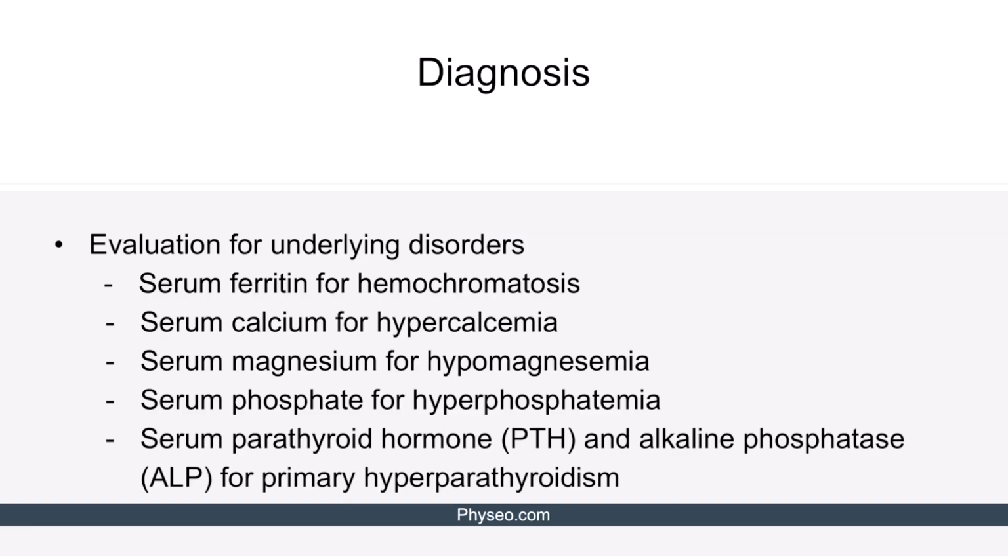Since calcium pyrophosphate deposition disease can be secondarily caused by other diseases, we should evaluate the patients for underlying disorders. Serum ferritin should be measured to check for hemochromatosis. Serum calcium and magnesium are checked to evaluate for possible hypercalcemia and hypomagnesemia, respectively. Since hyperphosphatemia is also associated with pseudogout, serum phosphate levels should be measured. Finally, measurement of parathyroid hormone and alkaline phosphatase levels may indicate the presence of primary hyperparathyroidism.